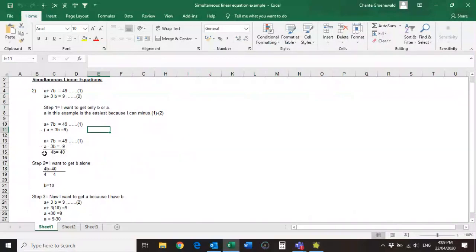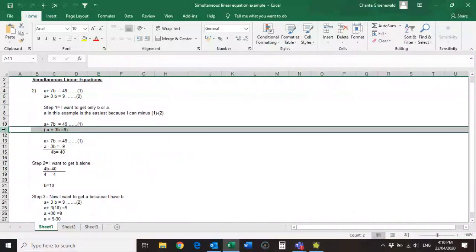So step 1: I want to get only A or B. In this example, A is the easiest because you can basically just minus 2 from 1. How do we do that? Remember, because I'm minusing it, I have to put a minus in front. What is my second step? The next step, do that.